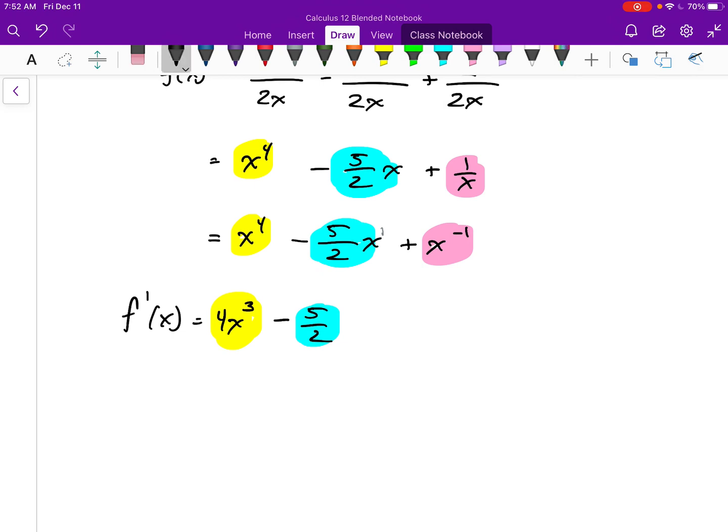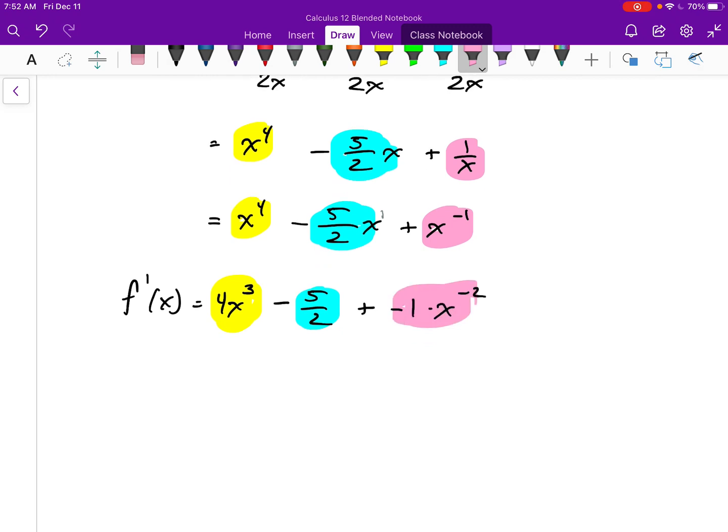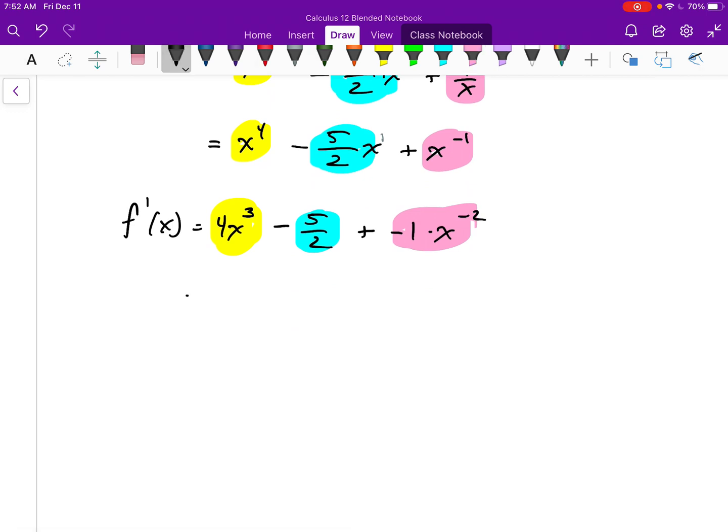And then for the last one, using the power rule again, I want to bring the exponent down to become my coefficient times x to the negative 2. And there's my first derivative. That said, the only thing I can do to clean it up is write this as 4x cubed minus 5 over 2 minus x to the negative 2. And keep in mind, x to the negative 2 is the same as 1 over x squared. And there's nothing wrong with me writing it like that.